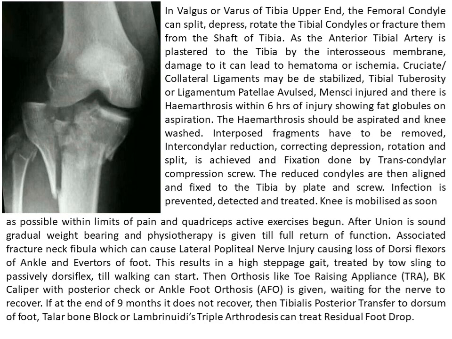The fracture has to be exposed. The interposed fragments, which you see plenty here, have to be removed. Intercondylar reduction is achieved by correcting the depression, rotation, and the split. And fixation is achieved by a transcondylar compression screw. The reduced condyles are then aligned and fixed to the shaft of the tibia by plate and screw.